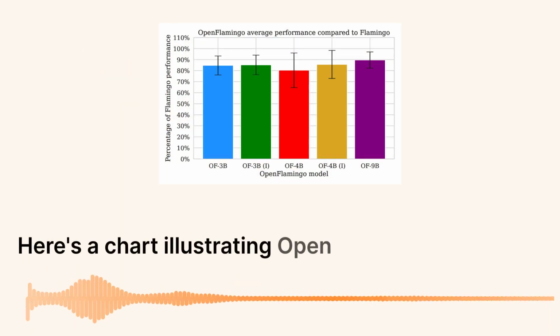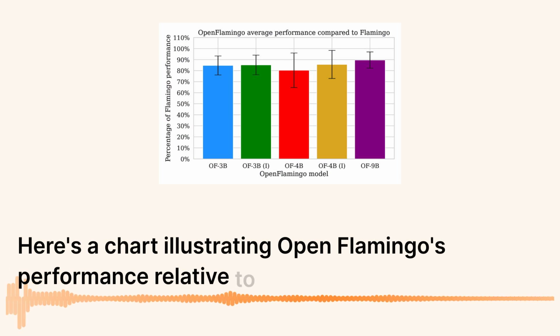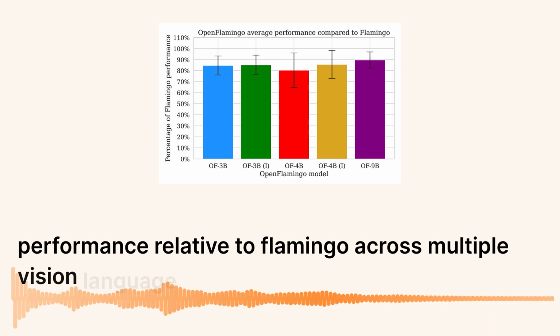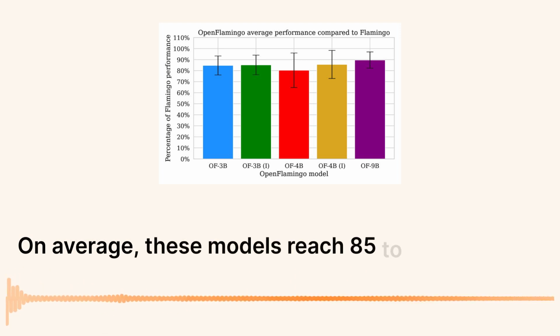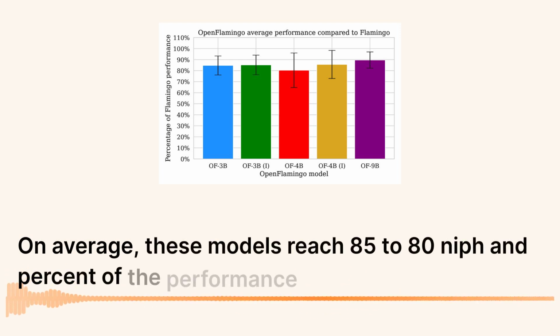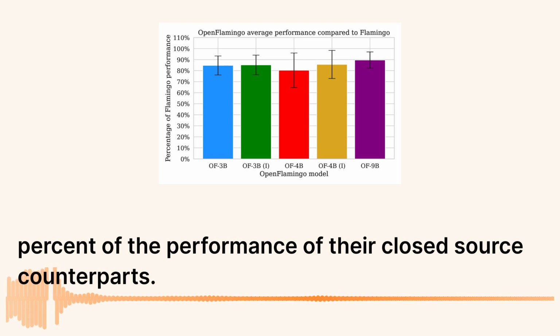Here's a chart illustrating OpenFlamingo's performance relative to Flamingo across multiple vision language datasets. On average, these models reach 85 to 89% of the performance of their closed-source counterparts.